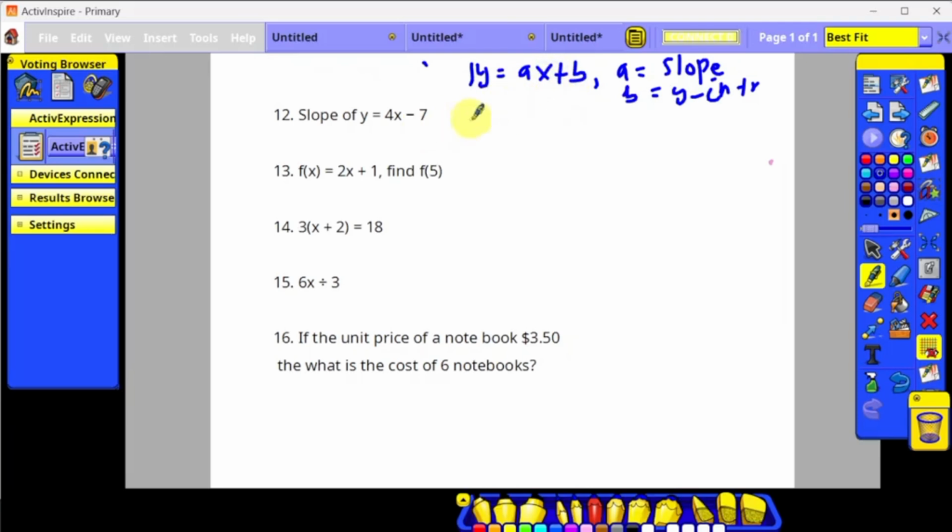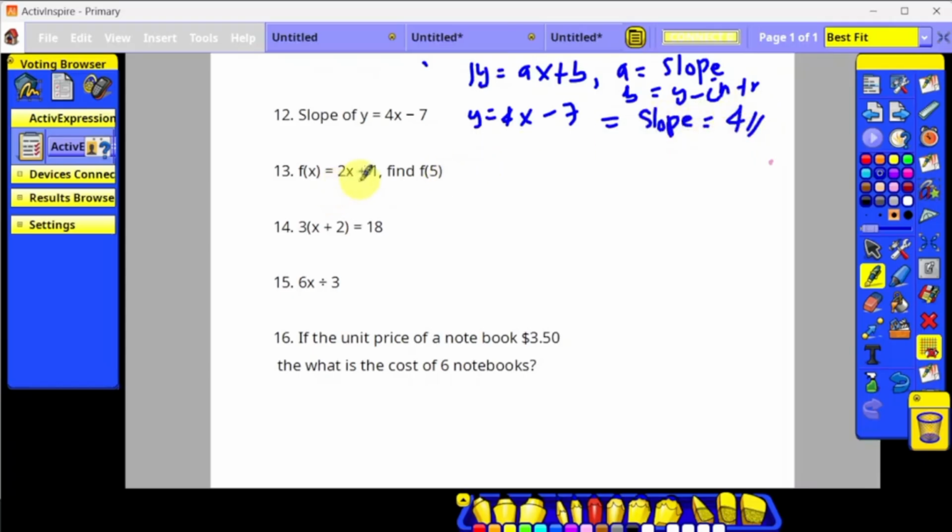So in this case, we have y is equal to 4x minus 7. Look, compare this equation. The coefficient of y is 1. So the coefficient of x is the slope of that graph. That is, slope is equal to 4.